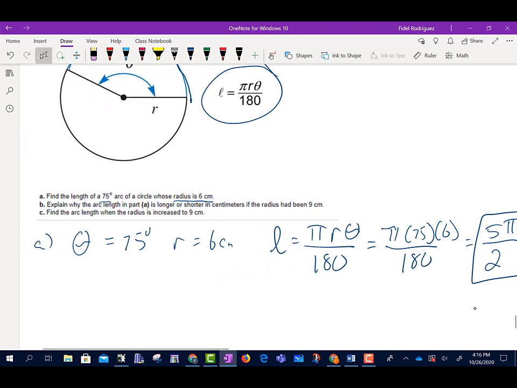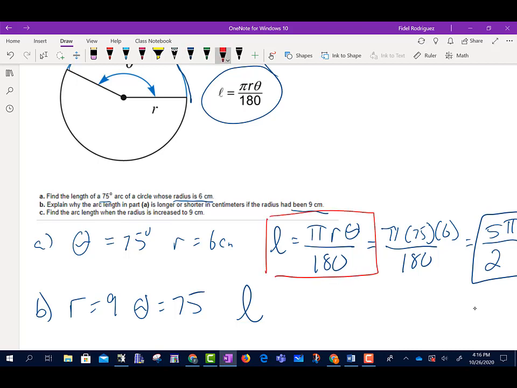All right. Now, part B, it says, explain why the length in part A is longer or shorter in centimeters if the radius had been 9. So the question now is, if the radius were changed to 9 and theta was still 75, would the length be bigger or smaller? Well, think about it. Here's our formula, right? Since we're multiplying by the radius, if the radius increases, the length is going to increase, right?